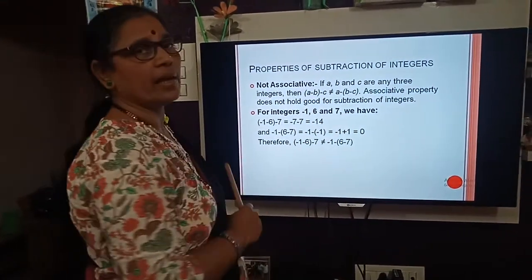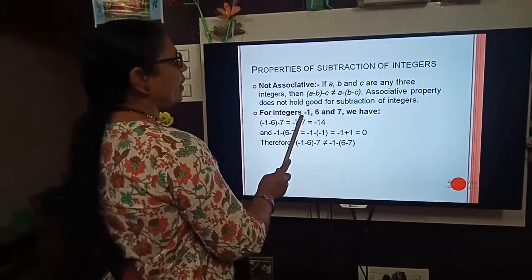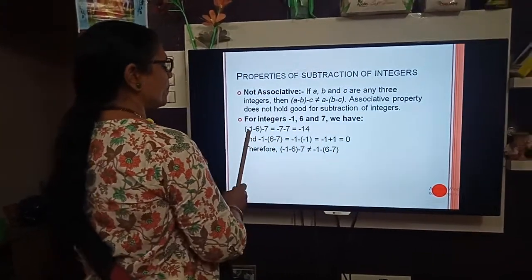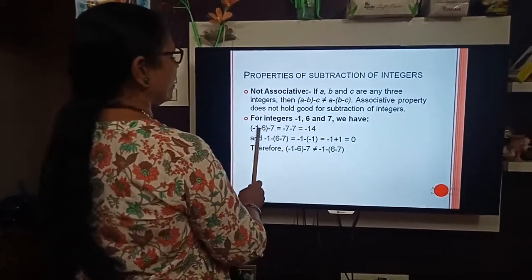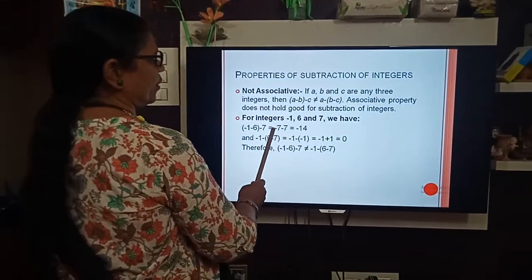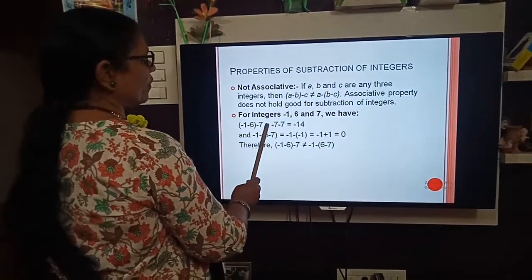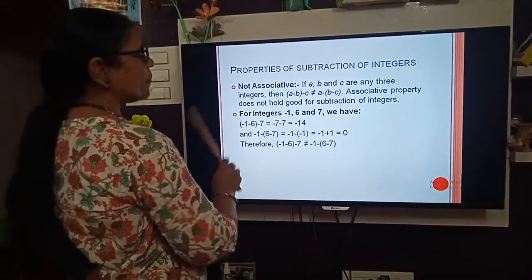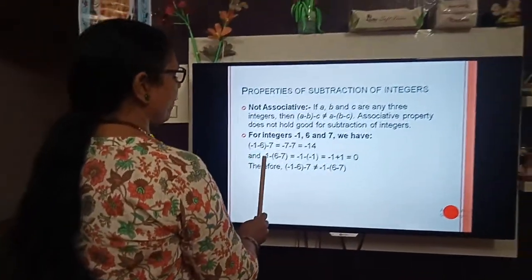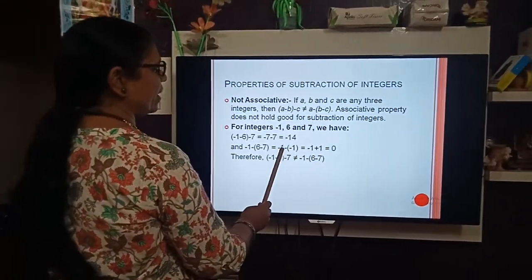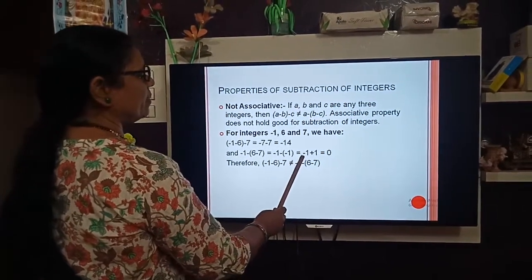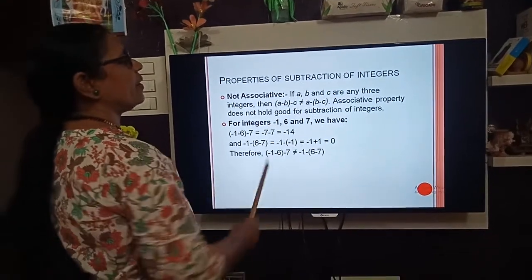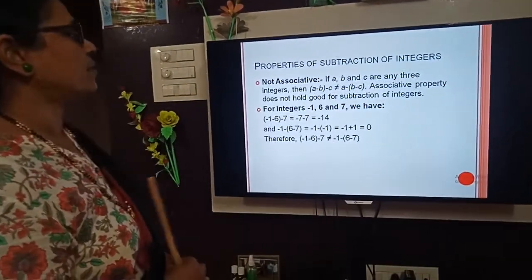So we will study with an example here. We are taking three integers: minus 1, 6 and 7. Then on LHS we write (-1 - 6) - 7, the simplification of this is minus 7, then minus 7 together it is minus 14. This is on LHS. On RHS, minus 1 minus of (6 - 7), that is minus 1 minus of minus 1, so it becomes 0. Then these two are not equal, hence this property does not hold good for subtraction of integers.